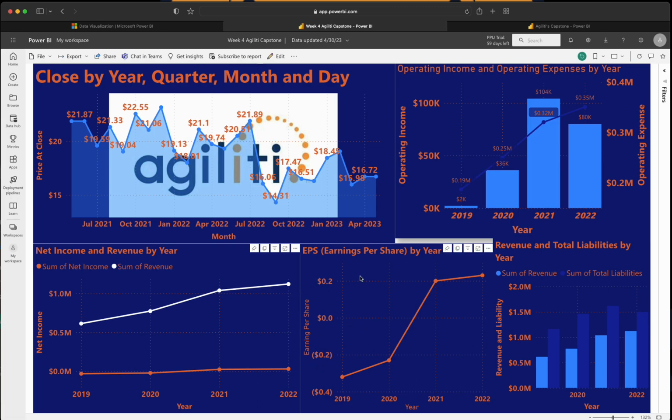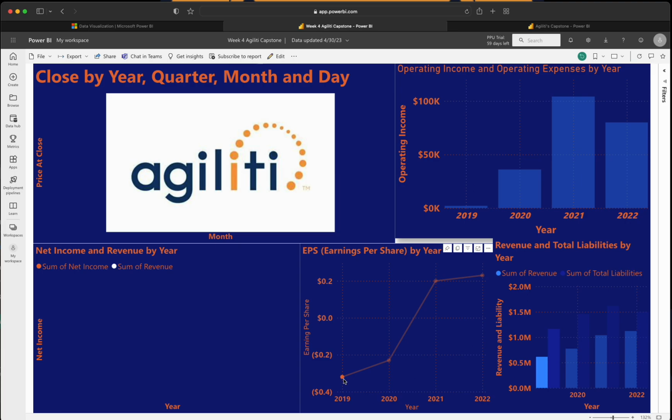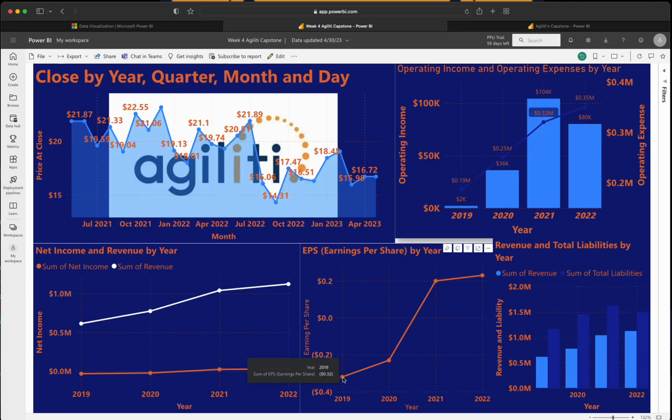Next graph we look at is earnings per share. You see we're down in the negative. The parentheses around these numbers mean that we're in the negative. So earnings per share was negative 24, negative 32 cents, then went up to negative 23 cents in 2020. In 2021, we jumped up to 20 cents earnings per share, and then over to 2022 where we had 23 the last time we checked here.